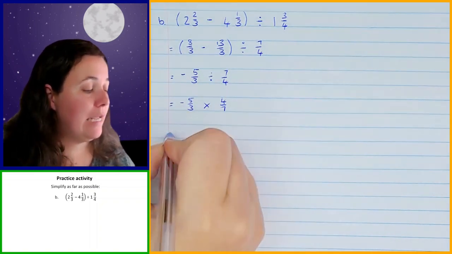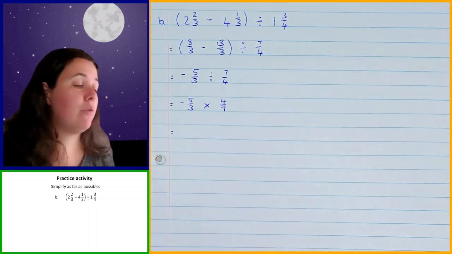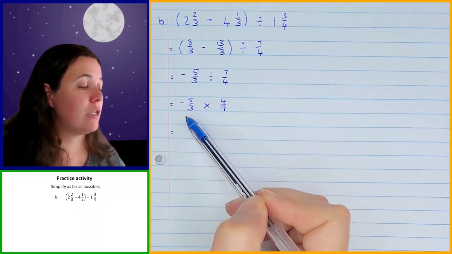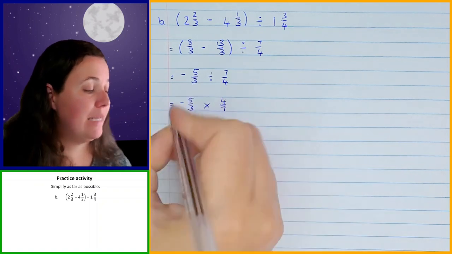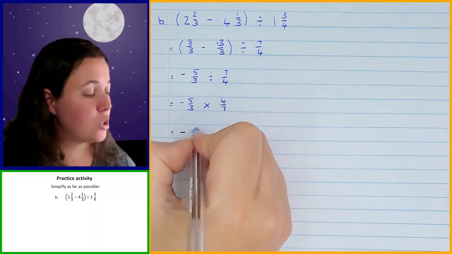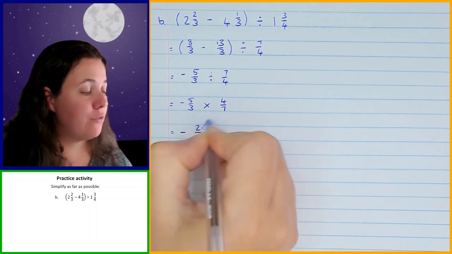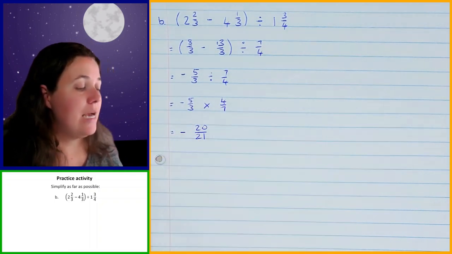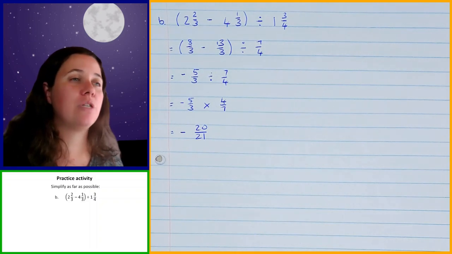So I'm going to go straight ahead and multiply. Remember, when we multiply, we multiply our numerators together and we multiply our denominators together. It's going to be negative, because it's negative times positive. Then 5 times 4 is 20 over 3 times 7 is 21. And that's all you can do in that question.